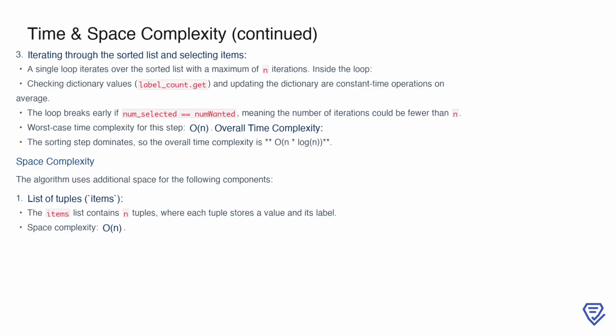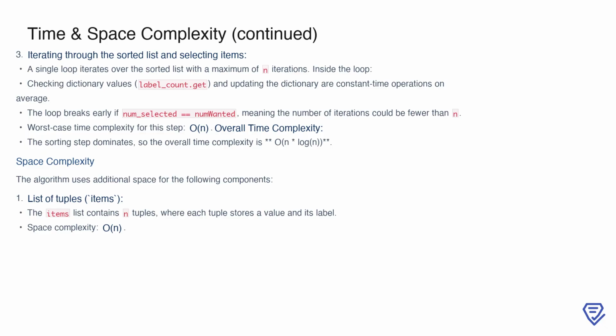Once the list is sorted, we move on to iterating through it to select items. This involves a single loop that can run up to n iterations in the worst case. Within the loop, we use dictionary operations to track the count of labels. These operations, such as checking the count with label_count.get and updating the dictionary, are constant time operations on average. It's also worth noting that the loop may terminate early if the desired number of items, num_wanted, is reached before processing all elements. However, in the worst case, the loop still contributes a time complexity of O(n). Combining this with the sorting step, the overall time complexity of the algorithm remains O(n * log n).